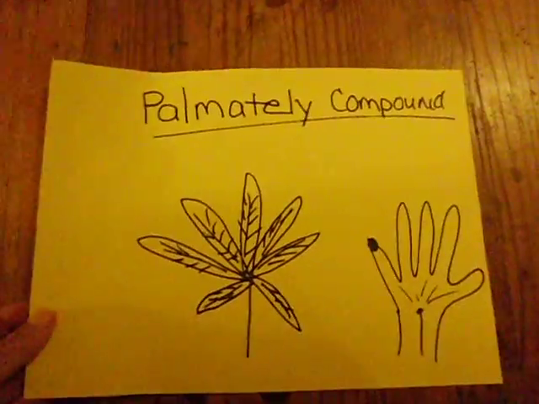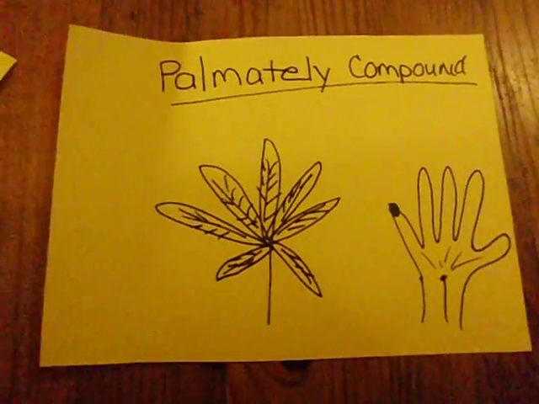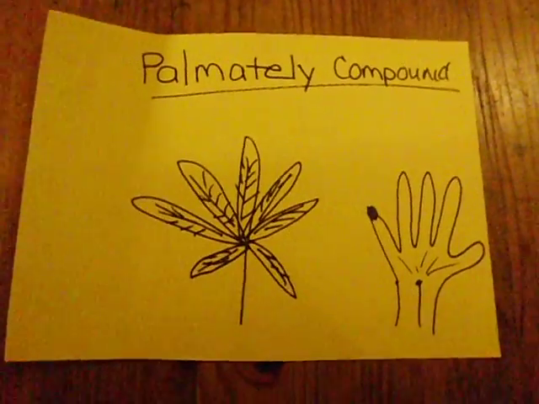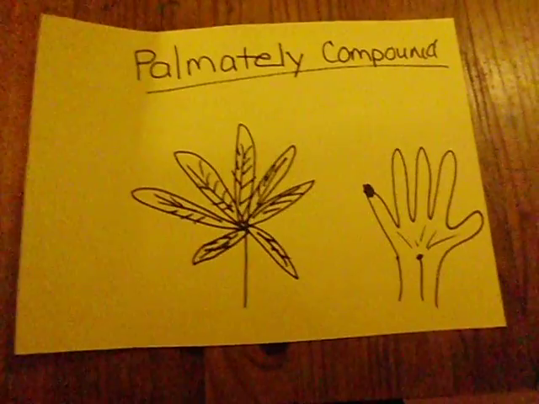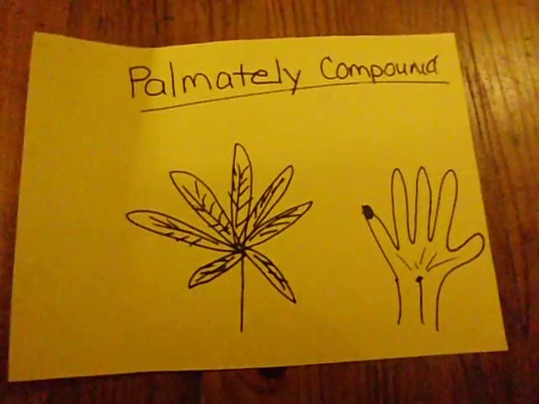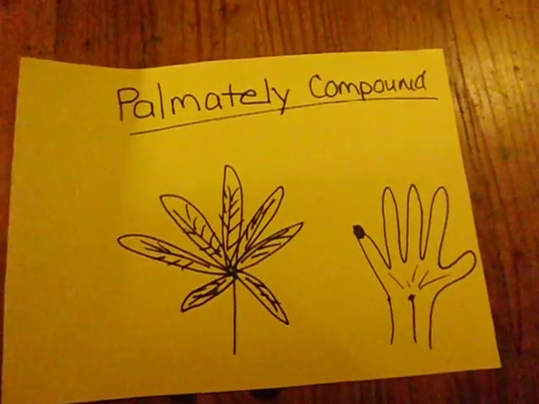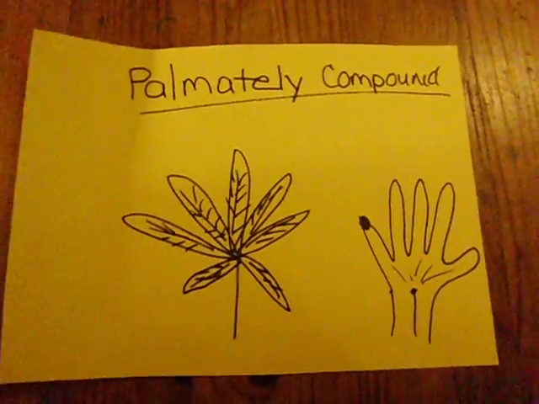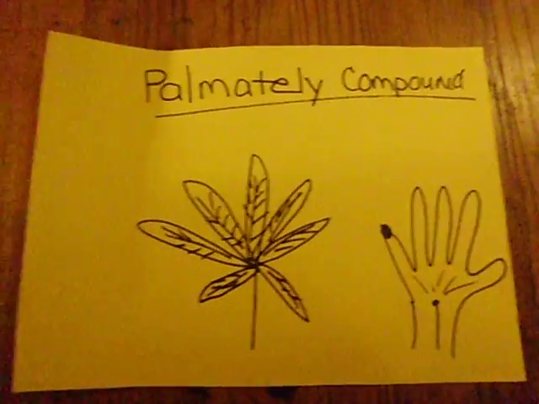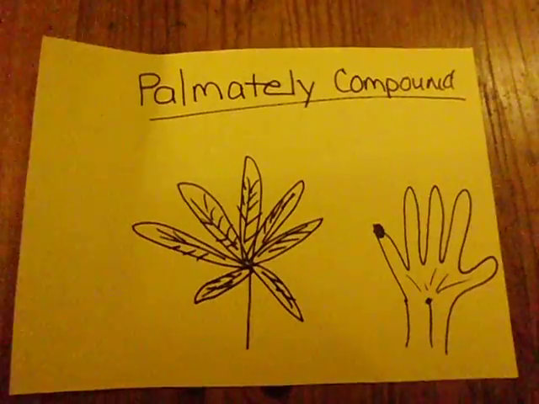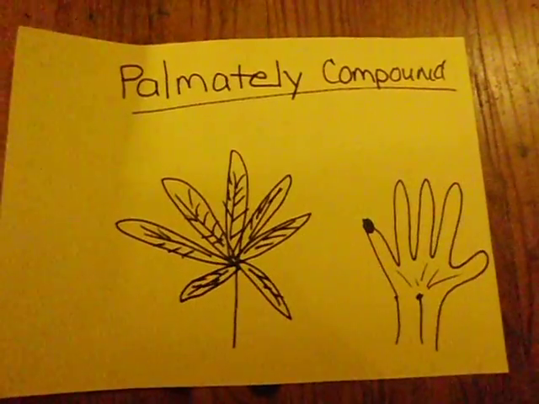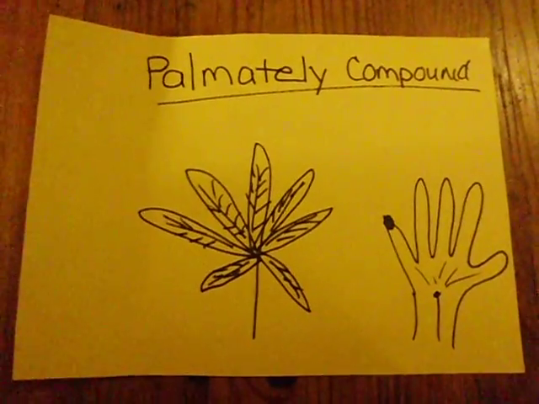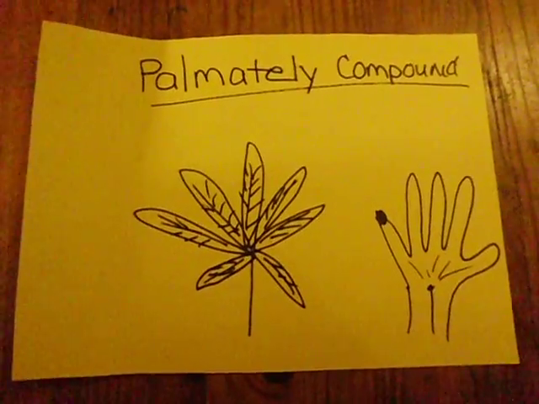Then we have palmately compound, which I drew a hand to help you remember. Just think of the palm of your hand, where all your fingers come out from a center point. That is the same for a palmately compound leaf. The ones that we will come across that are palmately compound are the buckeyes.